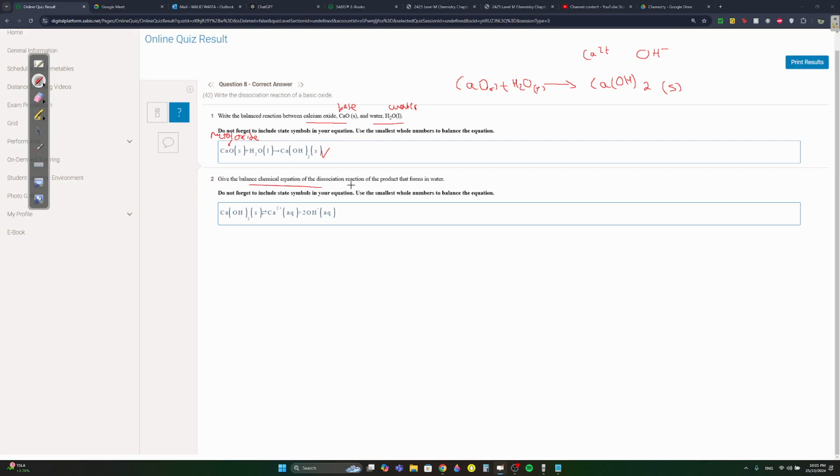Then give the balanced chemical equation of dissociation that forms in water. So they want you to dissociate this. Okay. I think they asked this one specifically because calcium hydroxide, even though it's a strong base, has a partial dissociation. So you put a double arrow. Okay. So it's going to be Ca2 plus and 2OH minus, obviously aqueous. And we said this is solid. Calcium hydroxide is solid, guys.